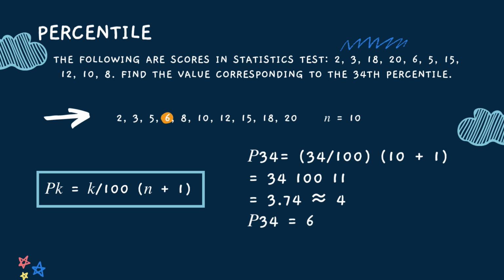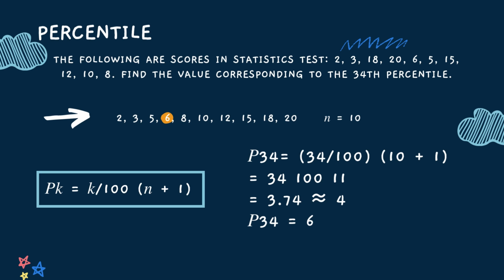So let's try it. The following are scores in a statistics task, which are again shuffled. So find the value corresponding to the 34th percentile. So let's try to find the 34th percentile in this shuffled number. First, we have to rearrange all of the values or the scores of the data from lowest to highest in numbers again.